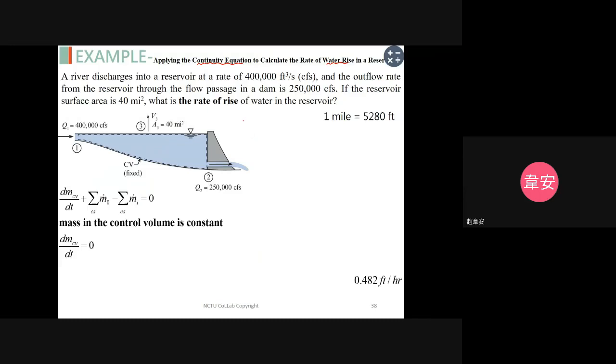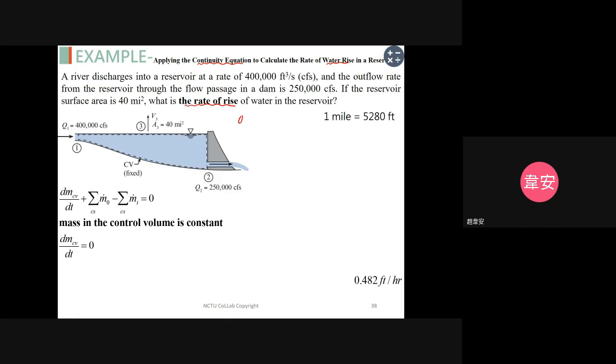So the question directly tells you the water is rising. So what is the rate of the rise of the water in the reservoir? Okay, so again, we know the river discharge is the inflow of the reservoir.